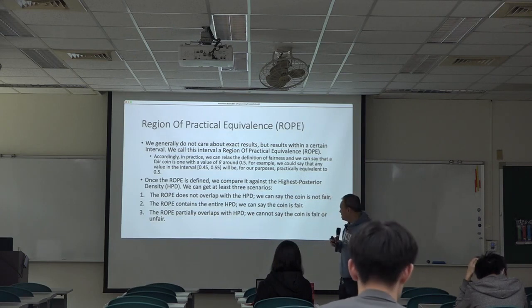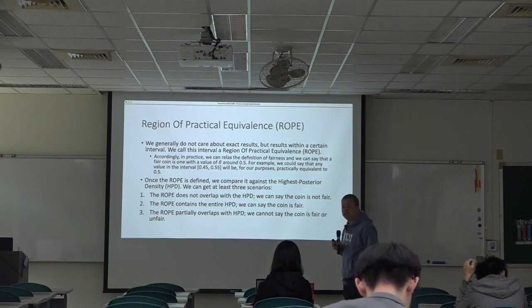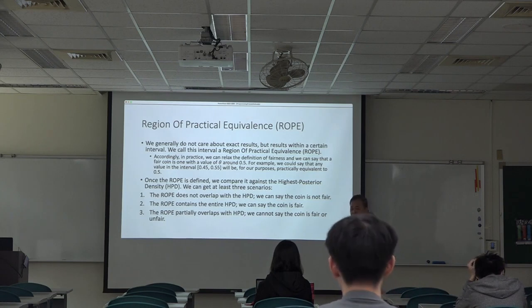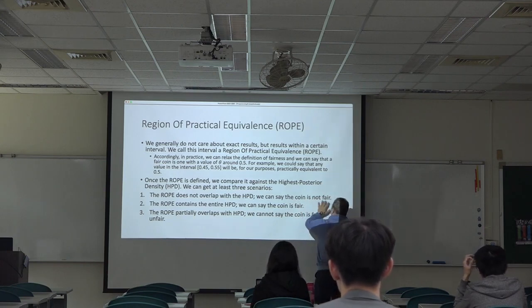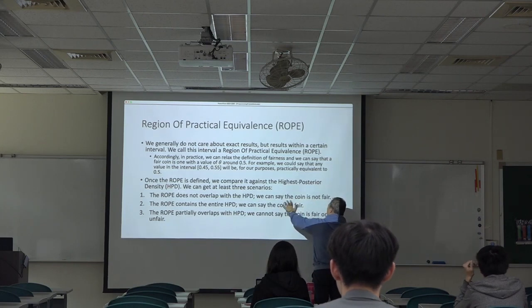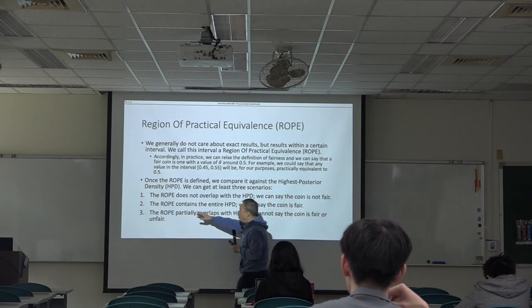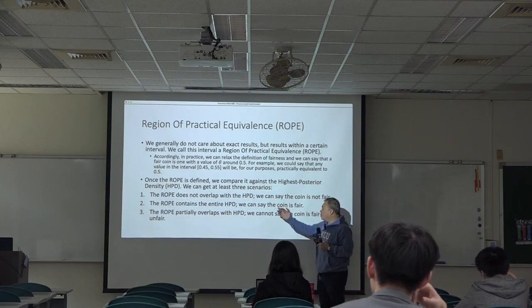Remember this ROPE, 0.45 to 0.55, is the region that we consider coins fair. If this region is completely outside of the 94% HPD, then we can say with a more definite answer that the coin is not fair. Another case is the ROPE is contained entirely inside the HPD, then we can say the coin is fair.